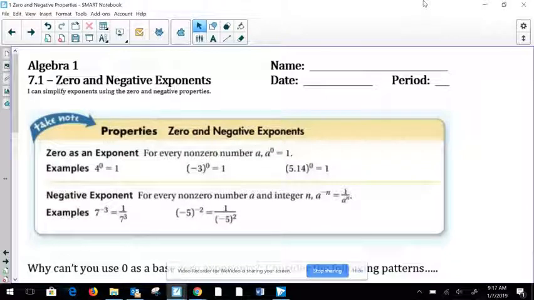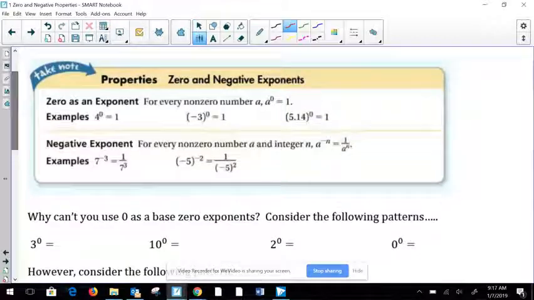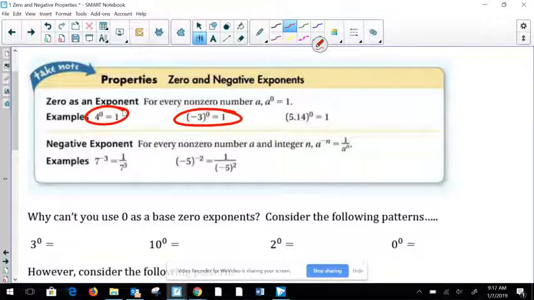So the first thing that you have to know and understand is anything raised to the zero power is equal to 1. So 4 to the zero power is equal to 1. A negative number to the zero power is equal to 1. A decimal like 5.14 to the zero power is equal to 1. So anything, even if I were to raise myself to the zero power, I would be equal to 1.